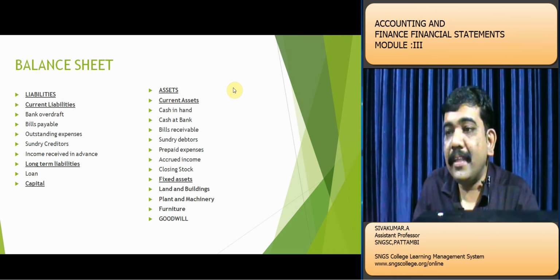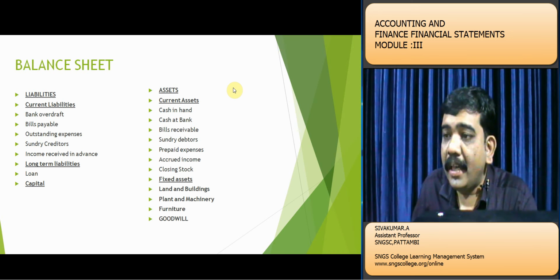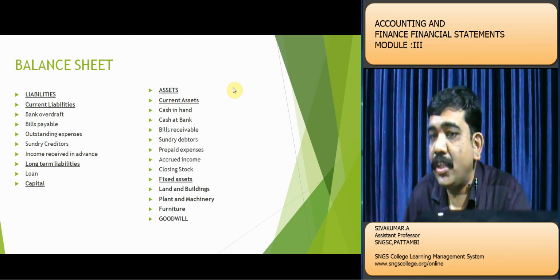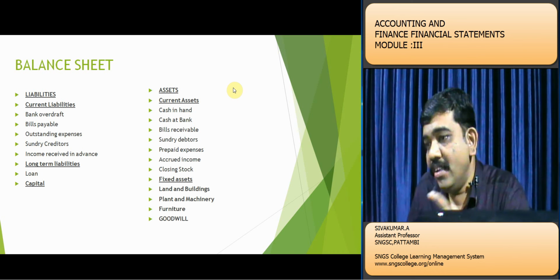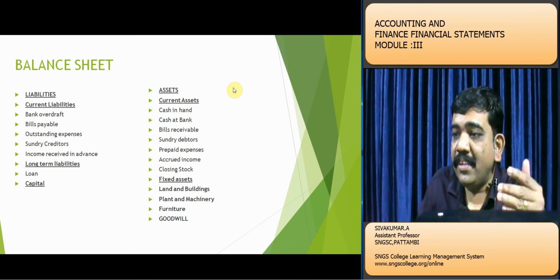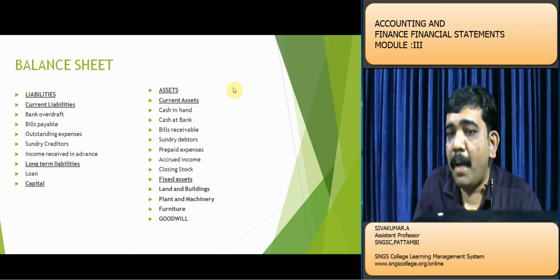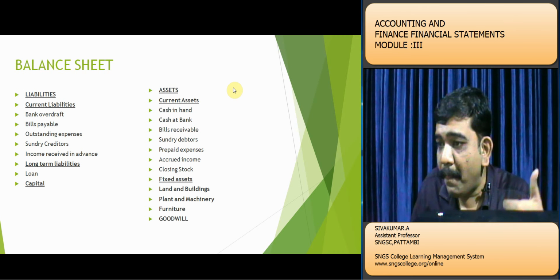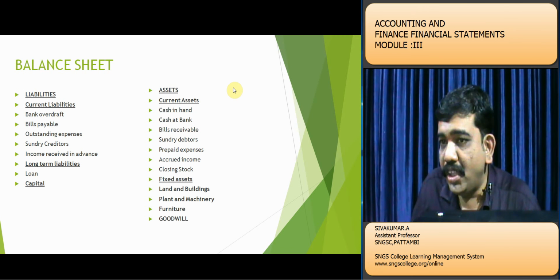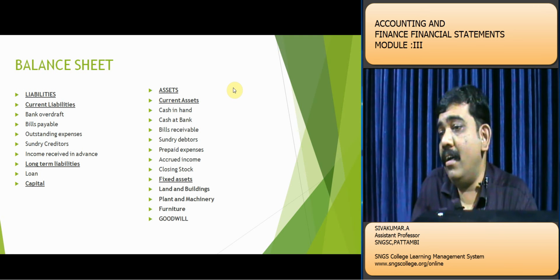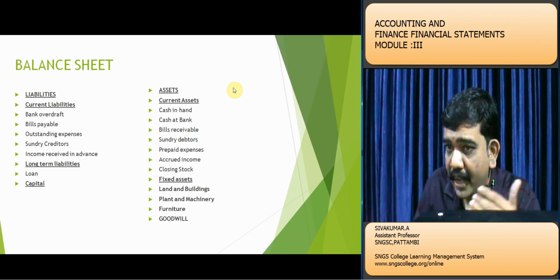So what are the important elements of balance sheet? There are two different aspects of balance sheet. There are two different sides of balance sheet. First one is liability side and second one is asset side. Liability means current liabilities and long-term liability. You have to show all current liabilities, long-term liabilities and capital in the liability side of the balance sheet, and you have to show current asset, fixed asset, and goodwill in the asset side of the balance sheet.